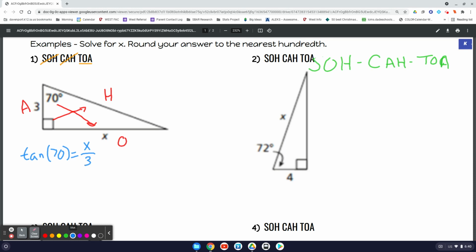Well, just like with the opener, I have a fraction, don't like fractions, so I'm going to multiply both sides by the bottom. So I have 3 times tangent 70 equals x. Okay, now I'm going to look at the problem. Oh, well, the problem already has x by itself, so we can type it in the calculator then. So we can type in 3 times tangent 70, and when we do, we end up getting x equal to 8.242.